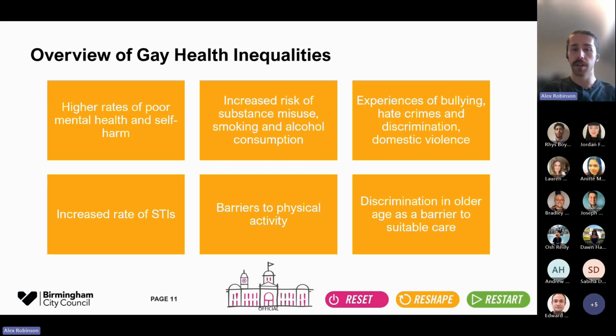In terms of discrimination, a higher percentage of LGBT boys, that's 57%, reported being bullied in school compared to 35% of LGBT girls. However, 41% of LGBT boys did not report that bullying to anybody. And according to a 2018 report by Stonewall, 19% of gay men experienced a hate crime or incident based on their sexual orientation in the last 12 months.